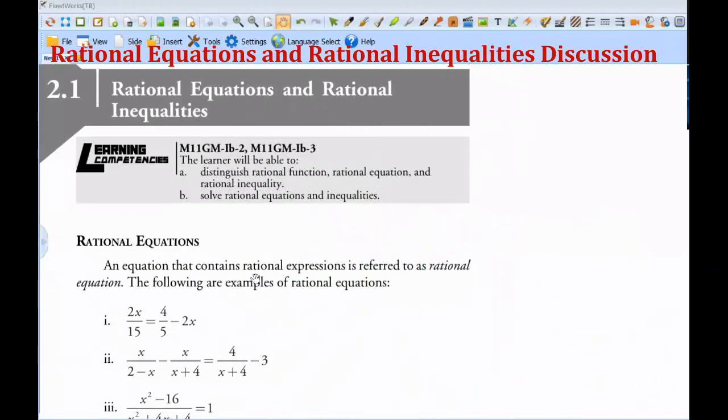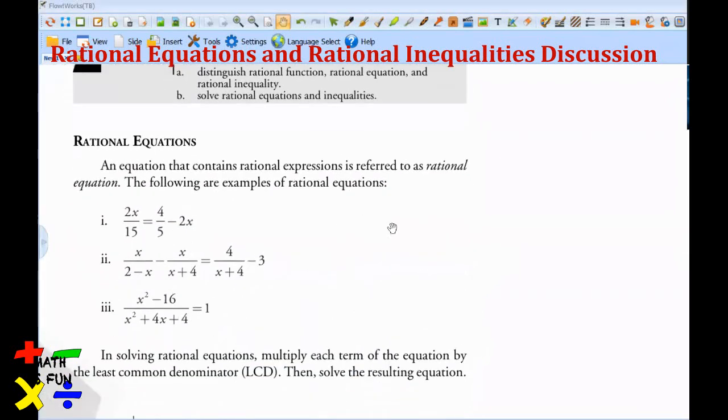and rational inequalities. So rational equations: an equation that contains rational expressions is referred to as a rational equation. The following are examples of rational equations. Rational is a fraction, right? It's like a fraction, but with variables. Because it is an equation, it has this equal sign. So these are the examples of rational equations.